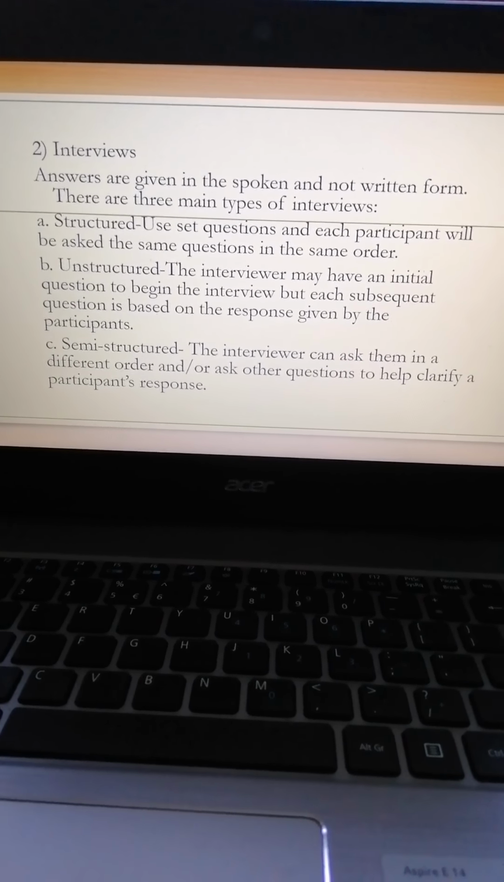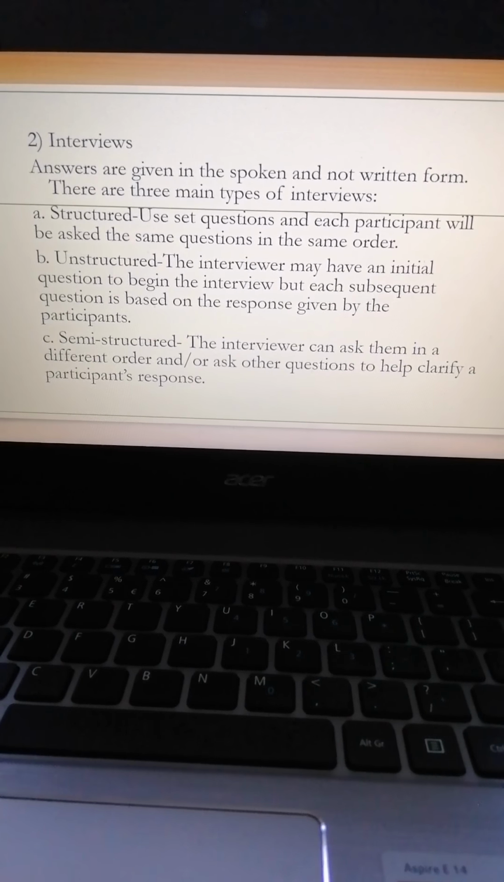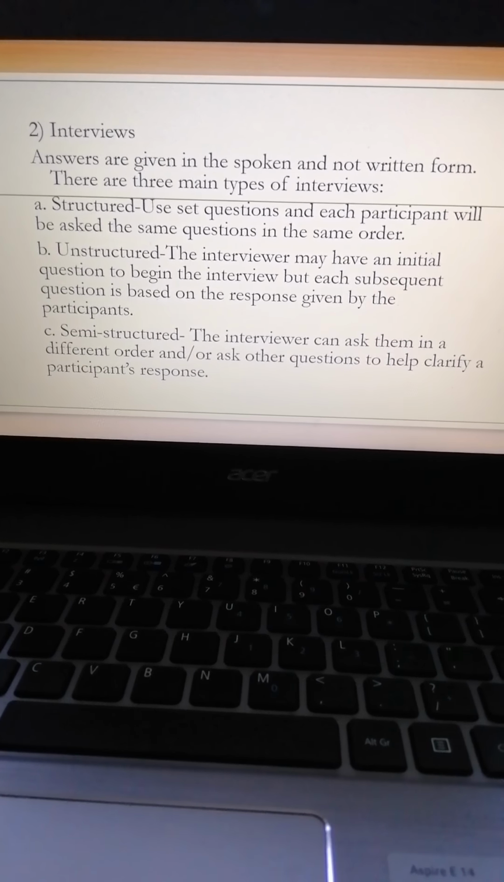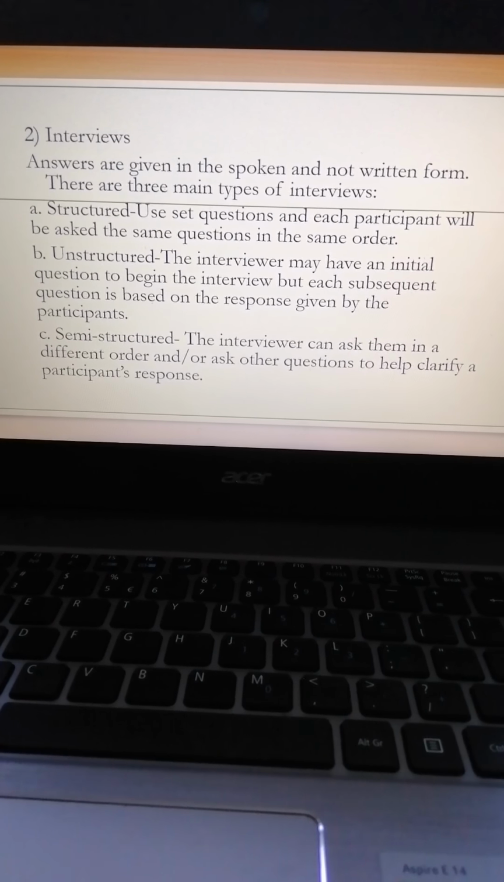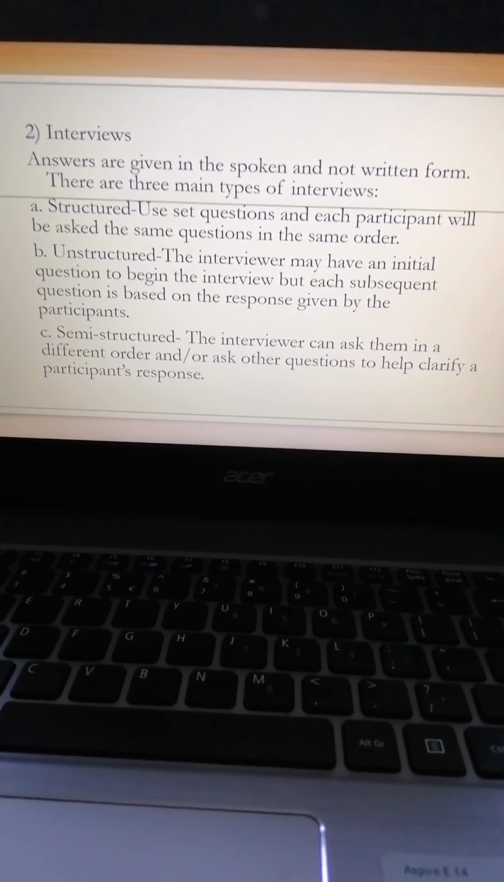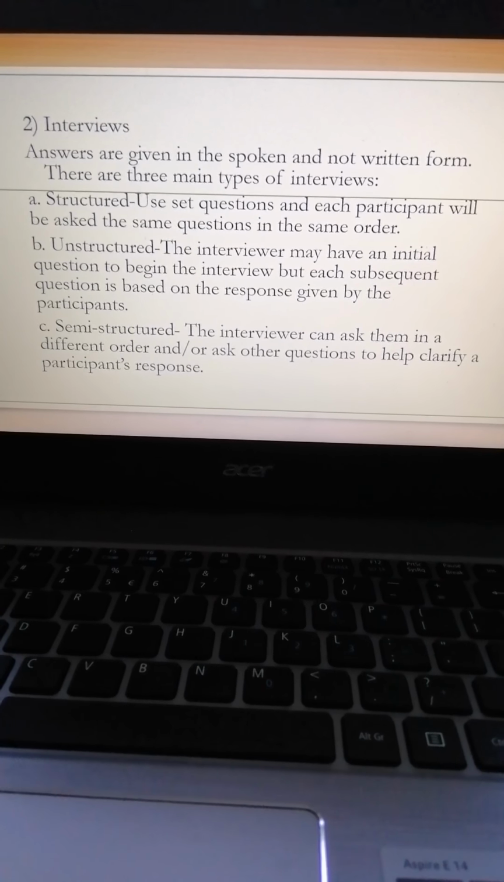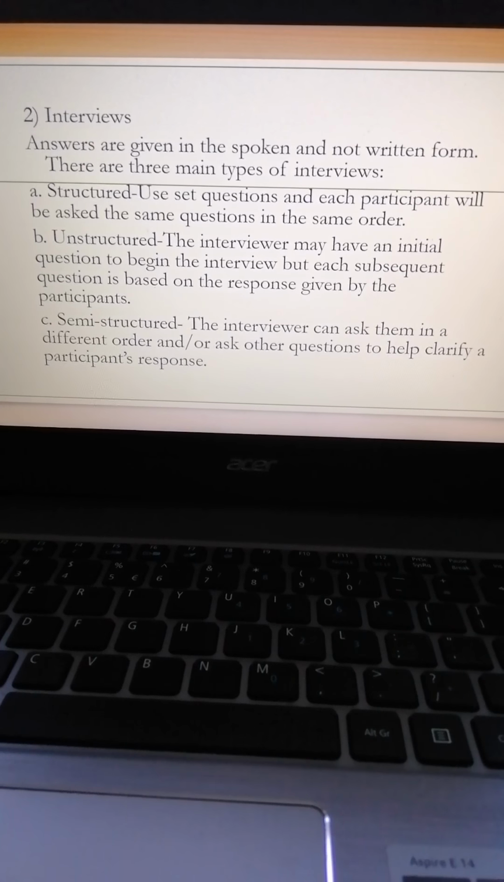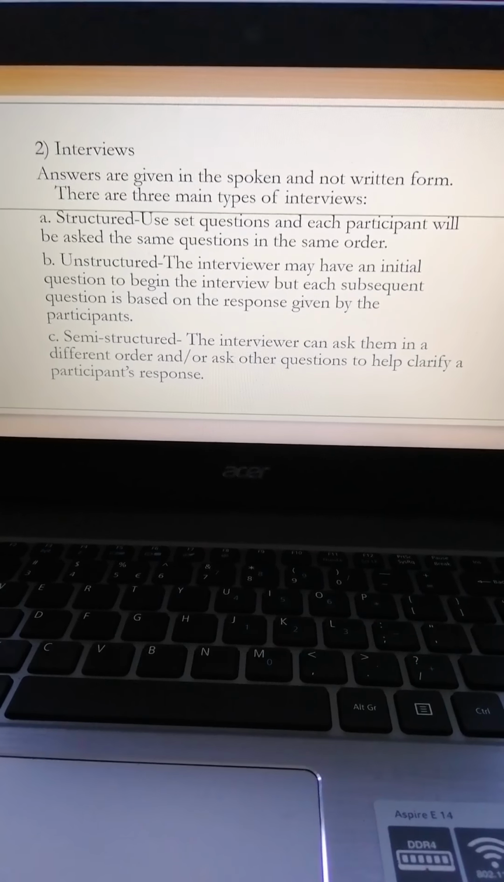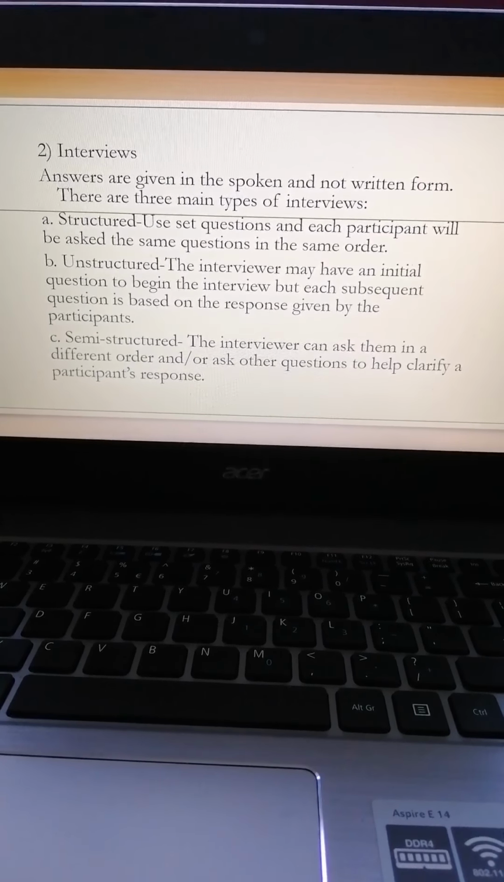And the next one is unstructured interview. Here, the interviewer may have an initial question to begin the interview, but each subsequent question is based on the response given by the participants. For example, I am interested to identify about students' learning technique.